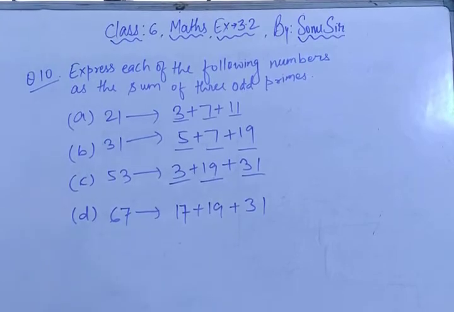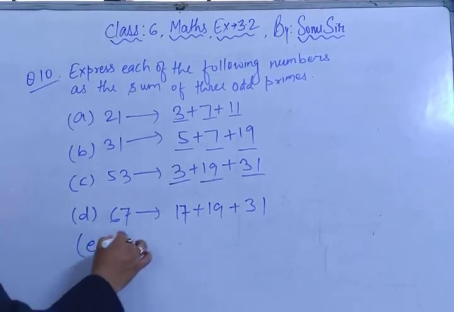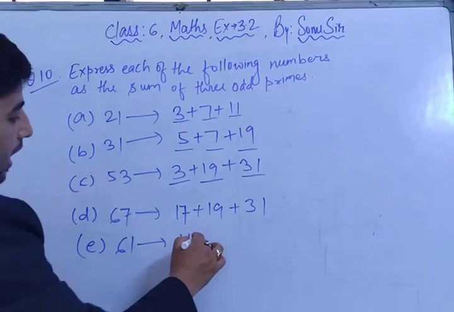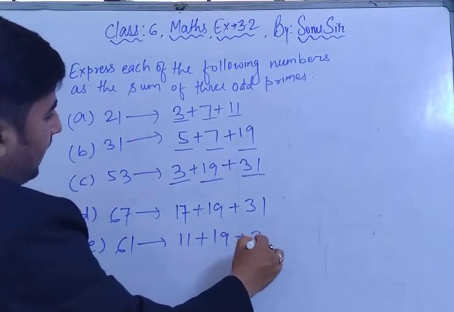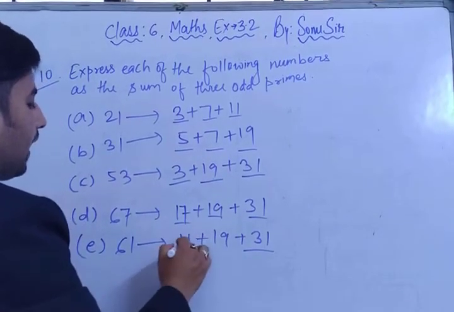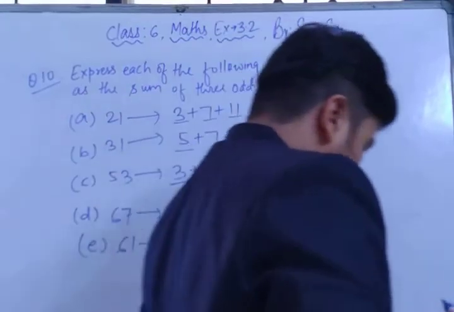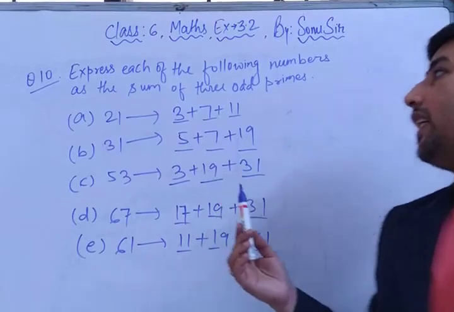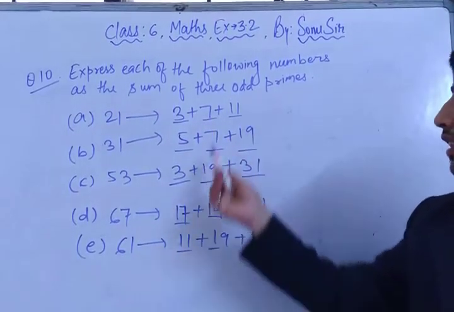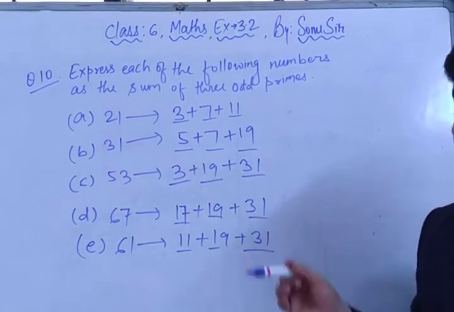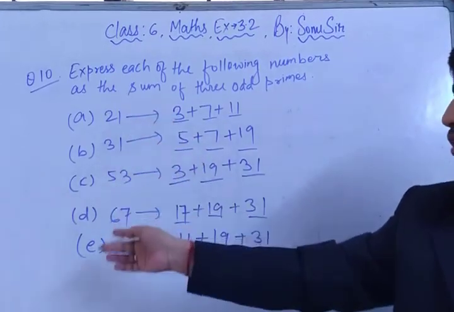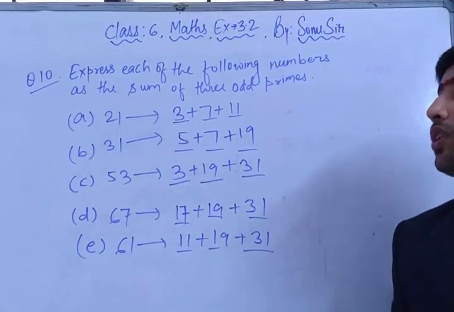And the last is 61. So here you can write 11 plus 19 plus 31. Right? So these all are prime numbers. So express each of the following numbers as the sum of three odd primes. You have seen here each and every number is a prime number and the sum is also the number, whatever it is. Got it? So this was our question number 10.